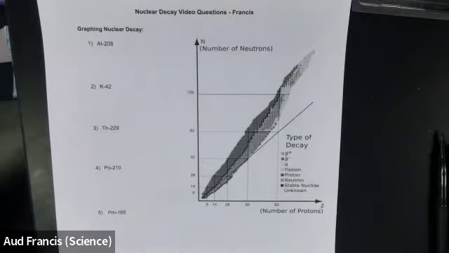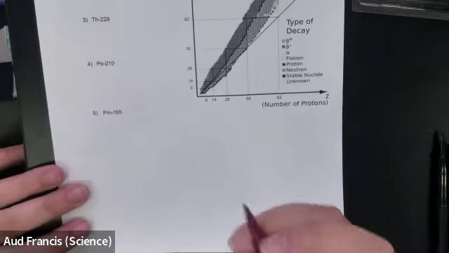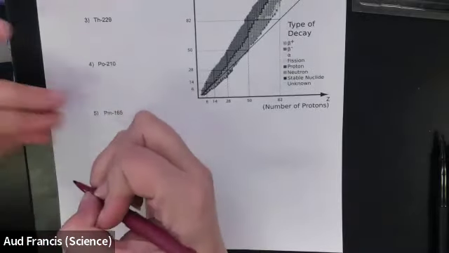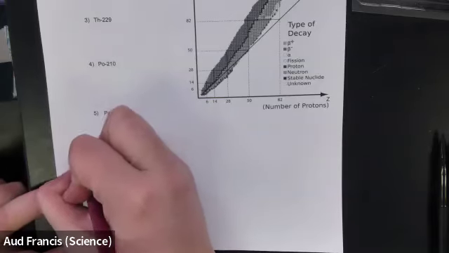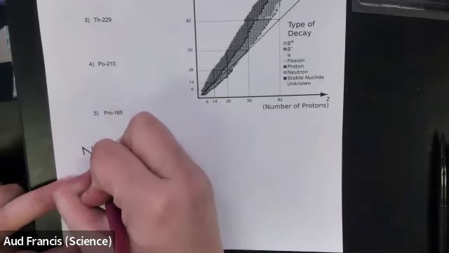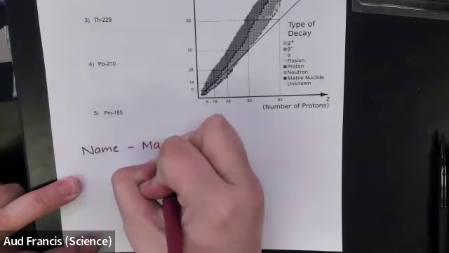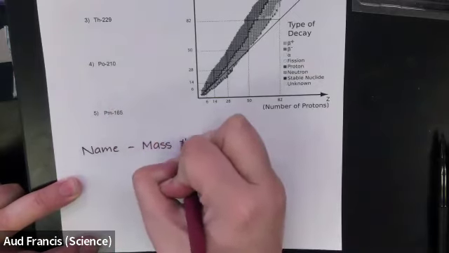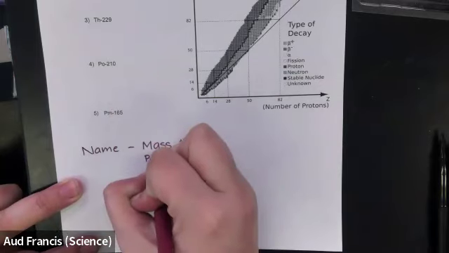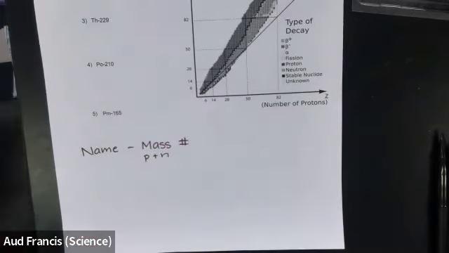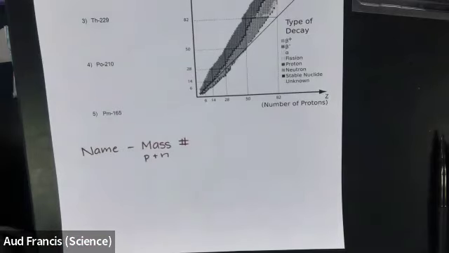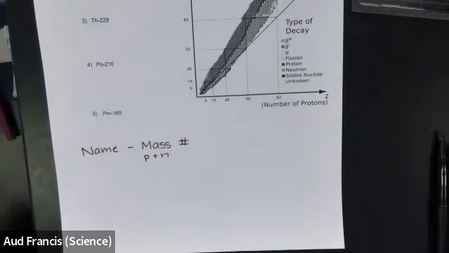So as a reminder, I'm going to write down in this little empty space the way that we do this: the name of the element dash the mass, which is our protons plus our neutrons. So we know the total number of protons and neutrons here, but we don't know how many of each we have until we use the periodic table.